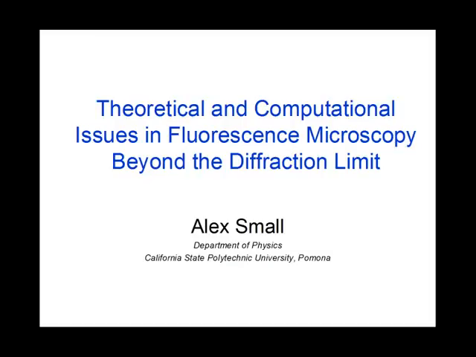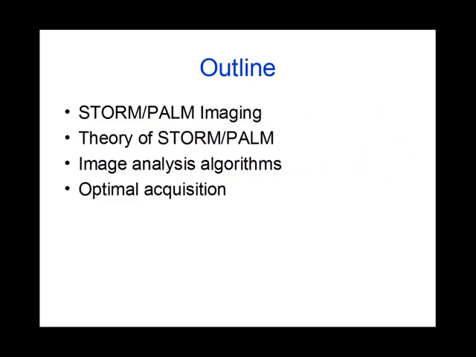Thank you. So I'm going to be talking about super resolution, about ways to beat the diffraction limit in fluorescence microscopy, and I'll talk about what the theoretical, computational, and statistical limitations are to how much we can get out of a sample. I'll start by talking about two techniques called STORM and PALM imaging, for beating the diffraction limit. I'll talk about the theory of STORM and PALM, some ongoing work on image analysis algorithms, and then some theory we've done on optimizing and controlling acquisition.